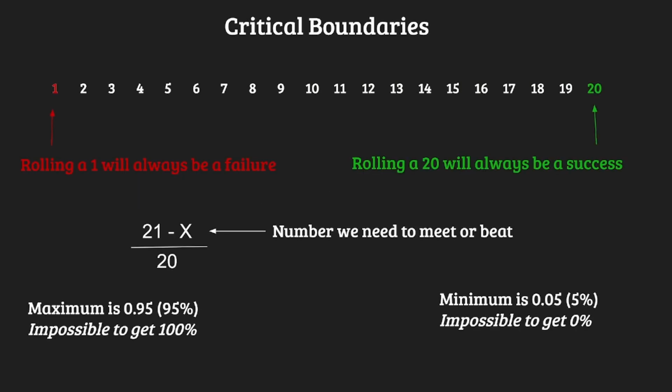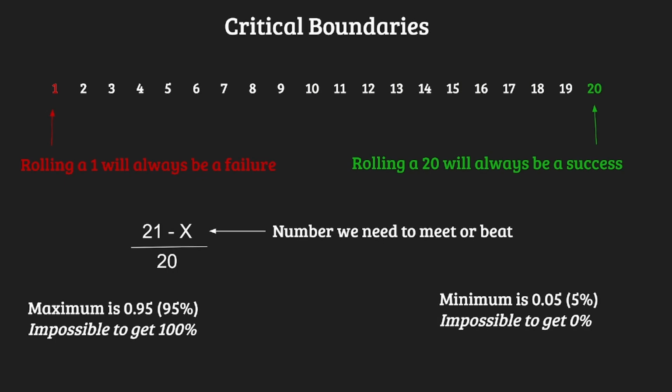Okay, let's talk about critical boundaries. See, in DC20, there is a little bit of a caveat to what you're rolling, because the 1 and 20 on a dice are somewhat sacred. Rolling a 1 will always lead to failure, and rolling a 20 will always be a success. So this 21 minus x over 20 has limits to it. We're actually never going to be able to get a value that's lower than 0.05, and we're never going to be able to get a value higher than 0.95, right?